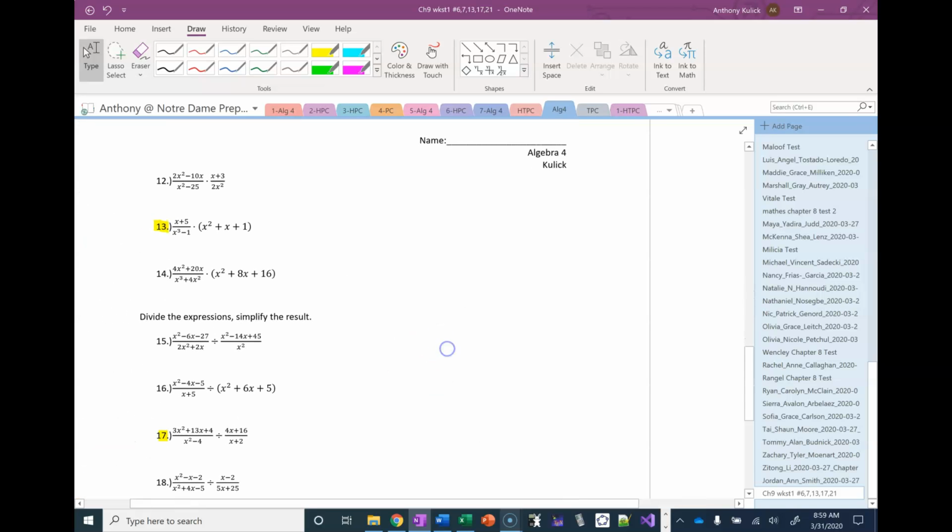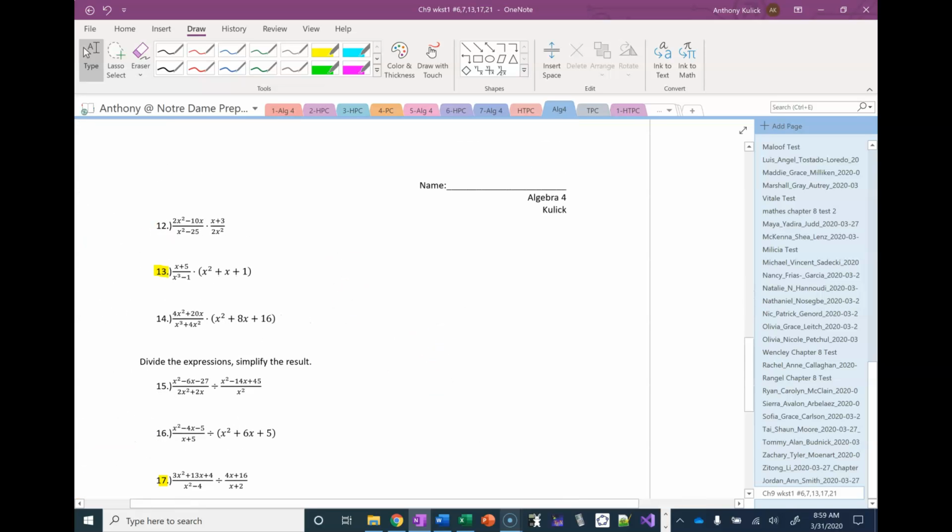We also were curious about number 13. So x plus 5 is prime. There's nothing to do there. If I look at x squared plus x plus 1, again, that's prime also. There's no factoring to do there because there's not two integers that multiply to give us 1 and also add to give us 1.